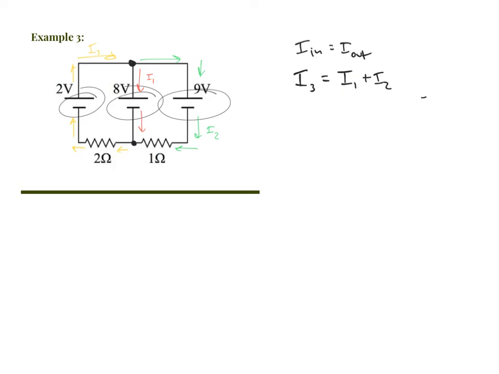That's one of them. If you look down here at the other junction, it's mathematically equivalent to this first junction. You'd have I1 plus I2 going in equals I3 going out. Mathematically equivalent to this first one, gives us no new information, so we can't use it in our system of equations. Next up is Kirchhoff's loop rule.